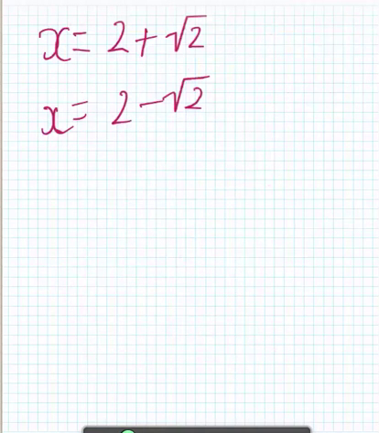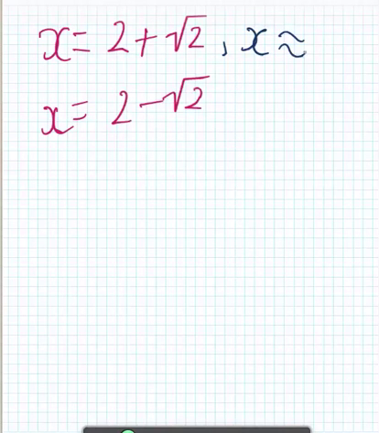To get an approximate answer, just use your calculator. So push in 2 plus the square root of 2, and this should give you, if you round it off to 2 decimal places, so now that we're getting an approximate answer, instead of equals, I'll put the approximate symbol, which is a squiggly equal sign, and 2 plus the square root of 2 approximately equals, to 2 decimal places, 3.41. And for this one down here, x will approximately equal 2 minus the square root of 2.